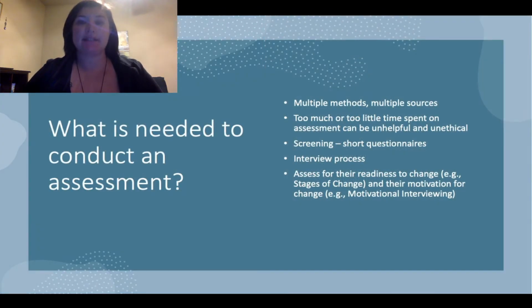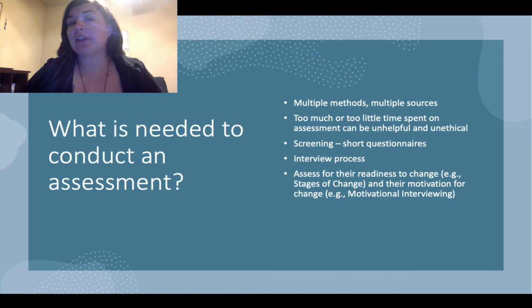In order to conduct an assessment, we need to understand that there are multiple methods and multiple sources for assessment. If we spend too much time or too little time on assessment, this can be unhelpful or even unethical, especially towards their treatment. Screenings are short questionnaires that might add data for assessment. The assessment is also an interview process, so we're screening them but also interviewing them to understand their symptoms and their history.